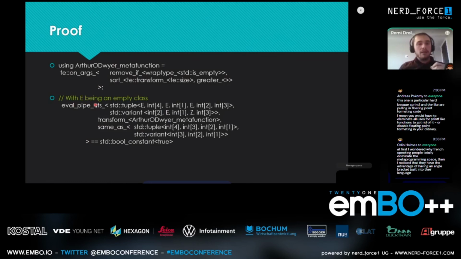And now I'll test with two type lists at the same time. So eval pipe ts of a tuple and a variant with E as an empty class. I will apply this meta expression to both of the inputs, and I'll check if the result is the same as a tuple of int for 3, 2, 1 and a variant. Sorry, 3, 2, 1, and yeah, it worked.